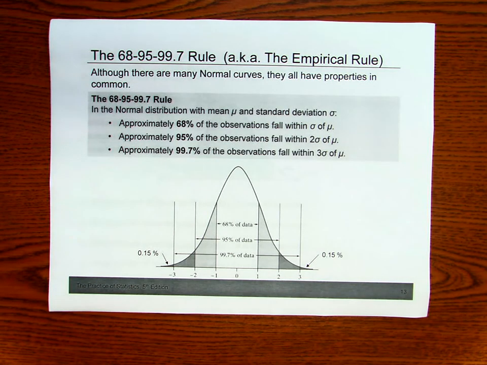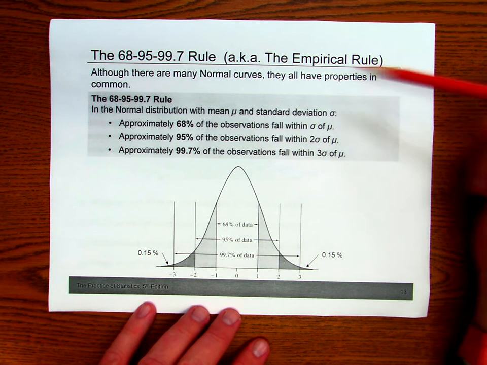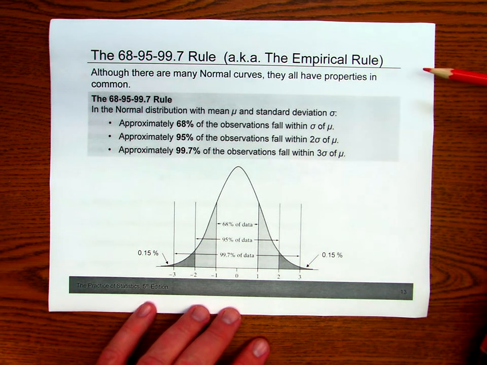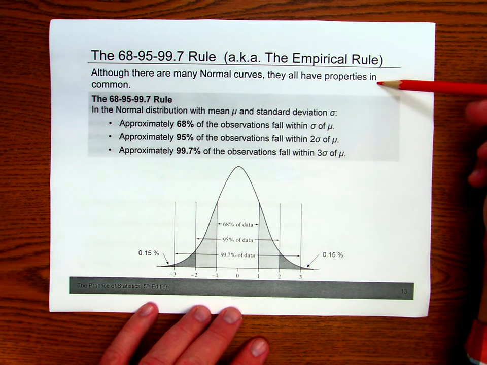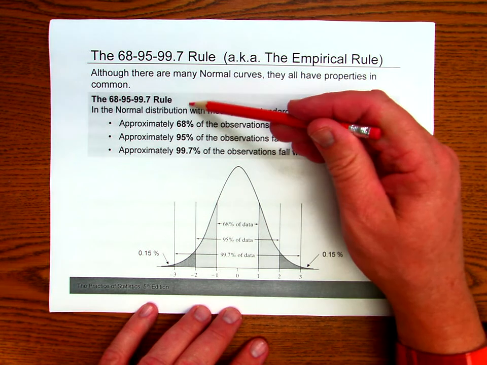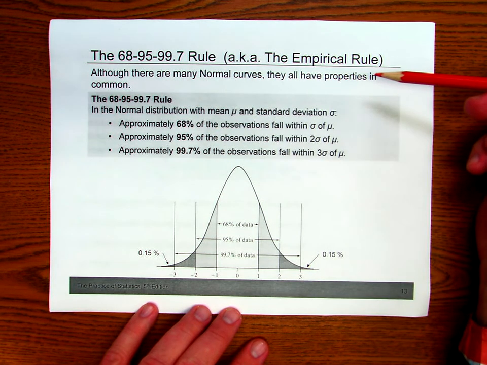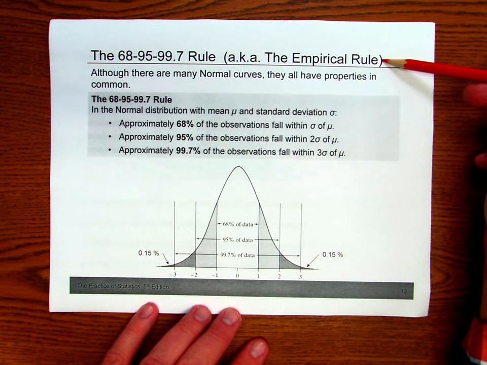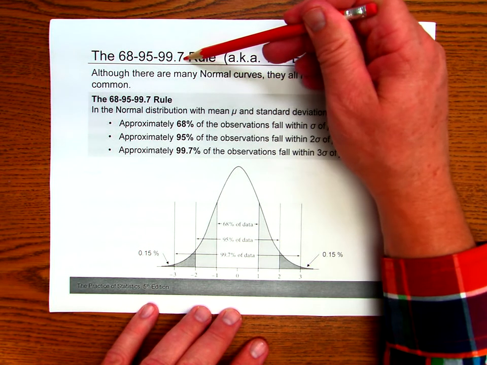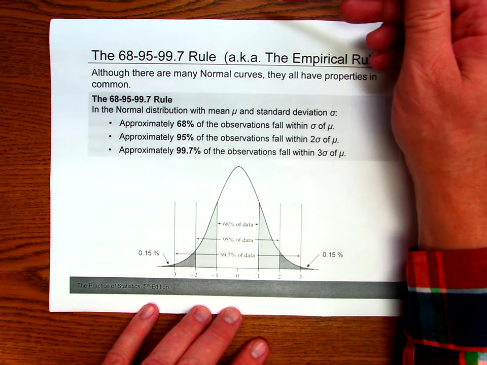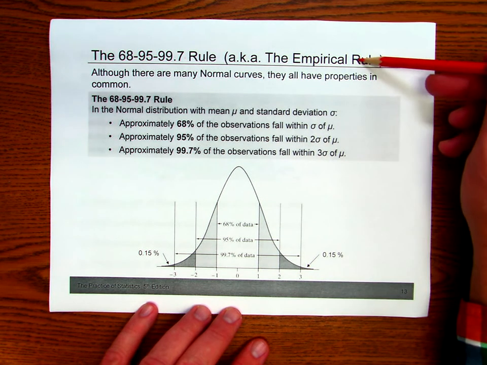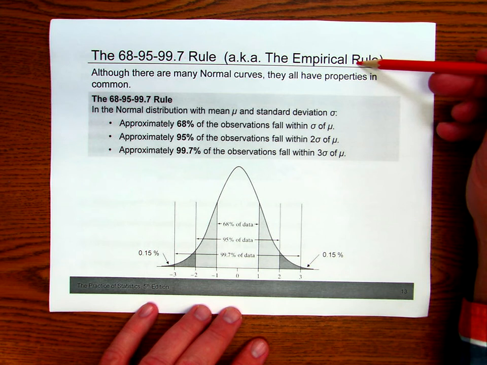All right. For any normal curve, whether we're looking at the raw data or the standard normal curve after it's been converted into z-scores, they have some properties in common. The 68, 95, 99.7 rule is also known as the empirical rule. Your book refers to it as this. It couldn't be any more awkward to say repeatedly, the 68, 95, 99.7 rule. The empirical rule is much easier to say. That's what I'm going to refer to it as, but you need to realize they're both the same.